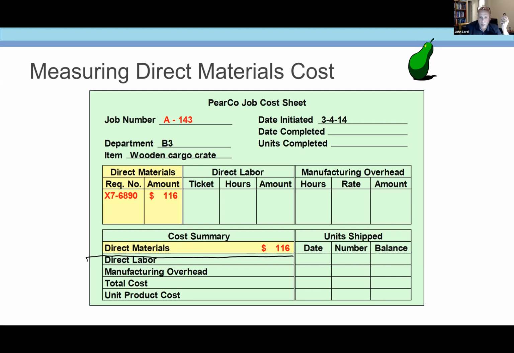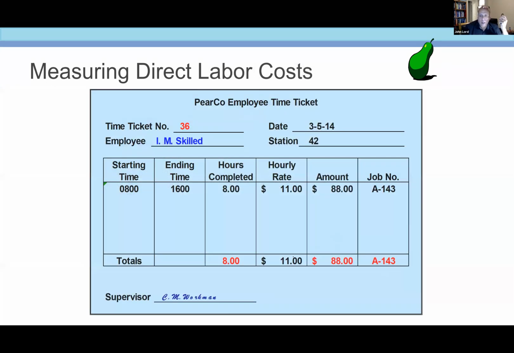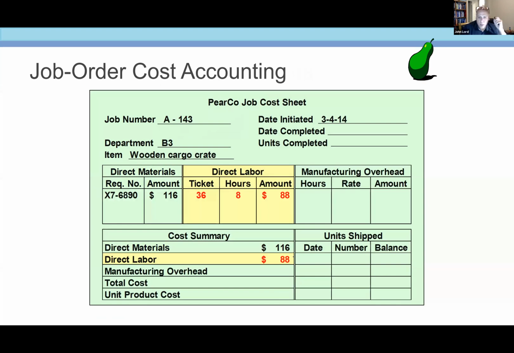Okay, there's my materials. Then you've got to figure out your labor. So the guy works 8 hours. He has an hourly rate of $11 per hour. And so now we've got this amount of $88. And we go over and put that on the job cost sheet. So we've got the materials, we've got the labor.